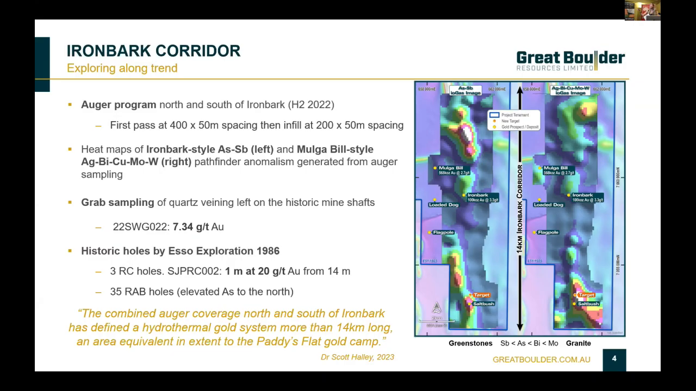And on the left, we have arsenic and antimony. And on the right, we have silver, bismuth, copper, molybdenum, and tungsten. The left is kind of typical pathfinders that you find at Ironbark, and the right are the typical pathfinders at Mulgaville. And as you can see down here, where Saltbush sits, both of these signatures are present, although the Mulgaville style sits slightly closer to the east, where we actually have a granite, and then the Ironbark style sits more to the west, where you have the greenstone belt. And so we have this zonation of pathfinders.